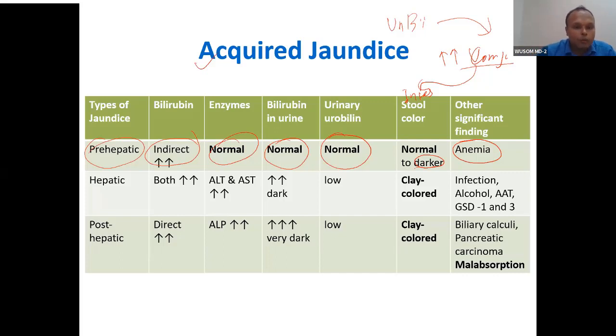In hepatic jaundice, as I told you, both bilirubins are raised, and this is characteristic only of hepatic jaundice, not elsewhere. In hepatic jaundice there is cell damage, which means ALT and AST rise. There is only cell damage and no biliary obstruction, though there will be micro obstruction. So ALT and AST rise, and urine will have very high bilirubin.